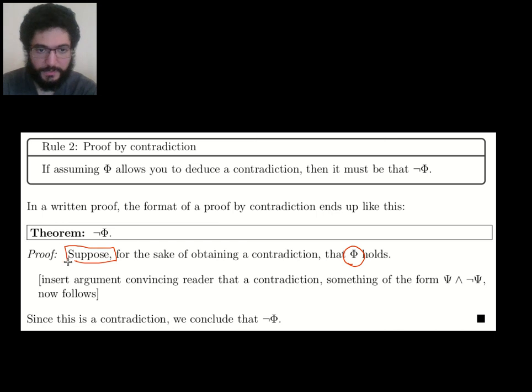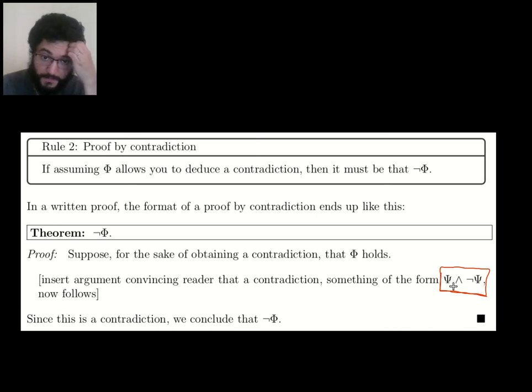So the language being used here is very important. We're assuming that phi holds. We're not concluding it, right? It's an assumption. Then from that assumption that phi holds, see if you can convince the reader of your proof of some contradiction. Any contradiction, so anything of this form. If you can do that, then our rule, Rule 2, says that it's valid to now conclude the opposite of what was assumed.